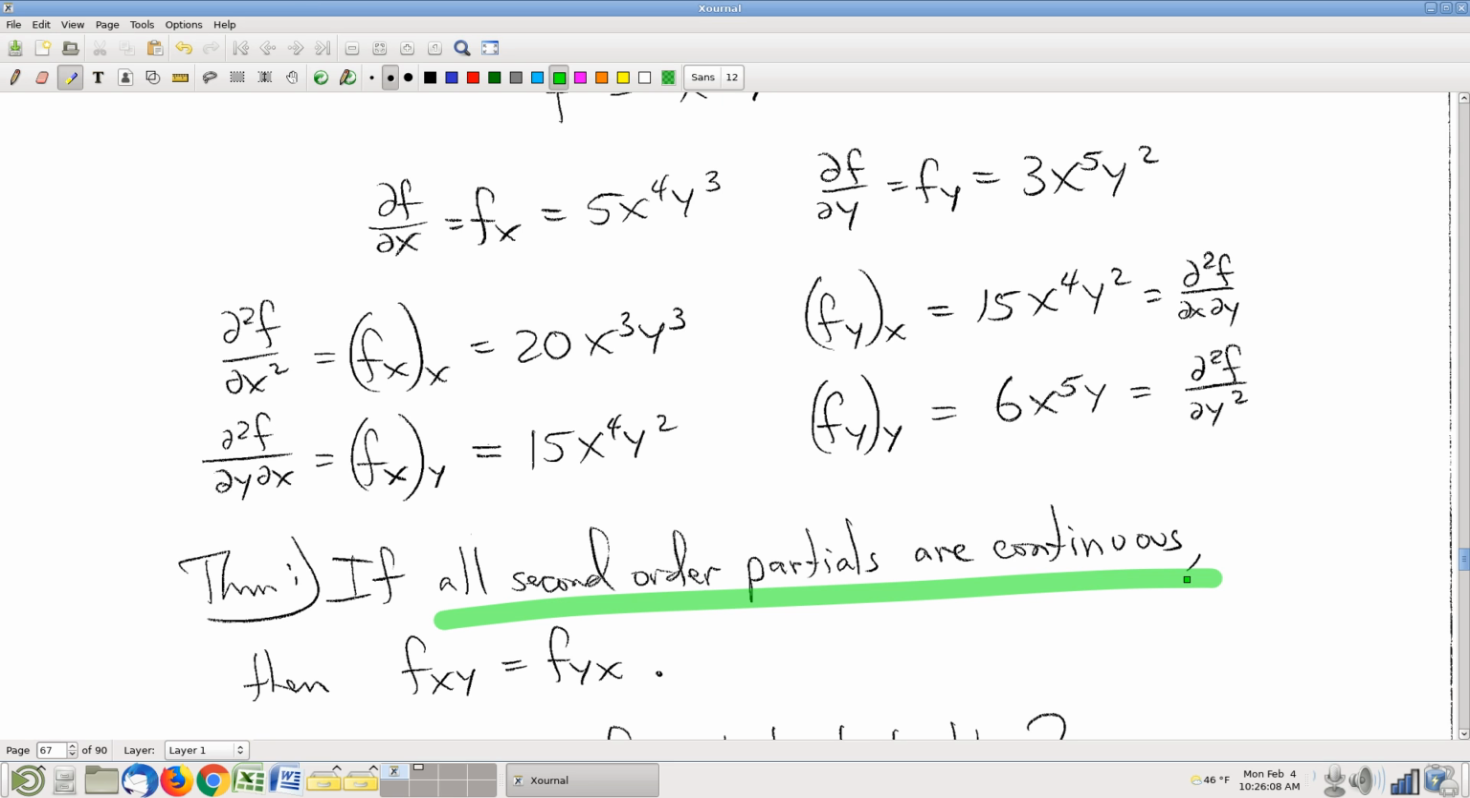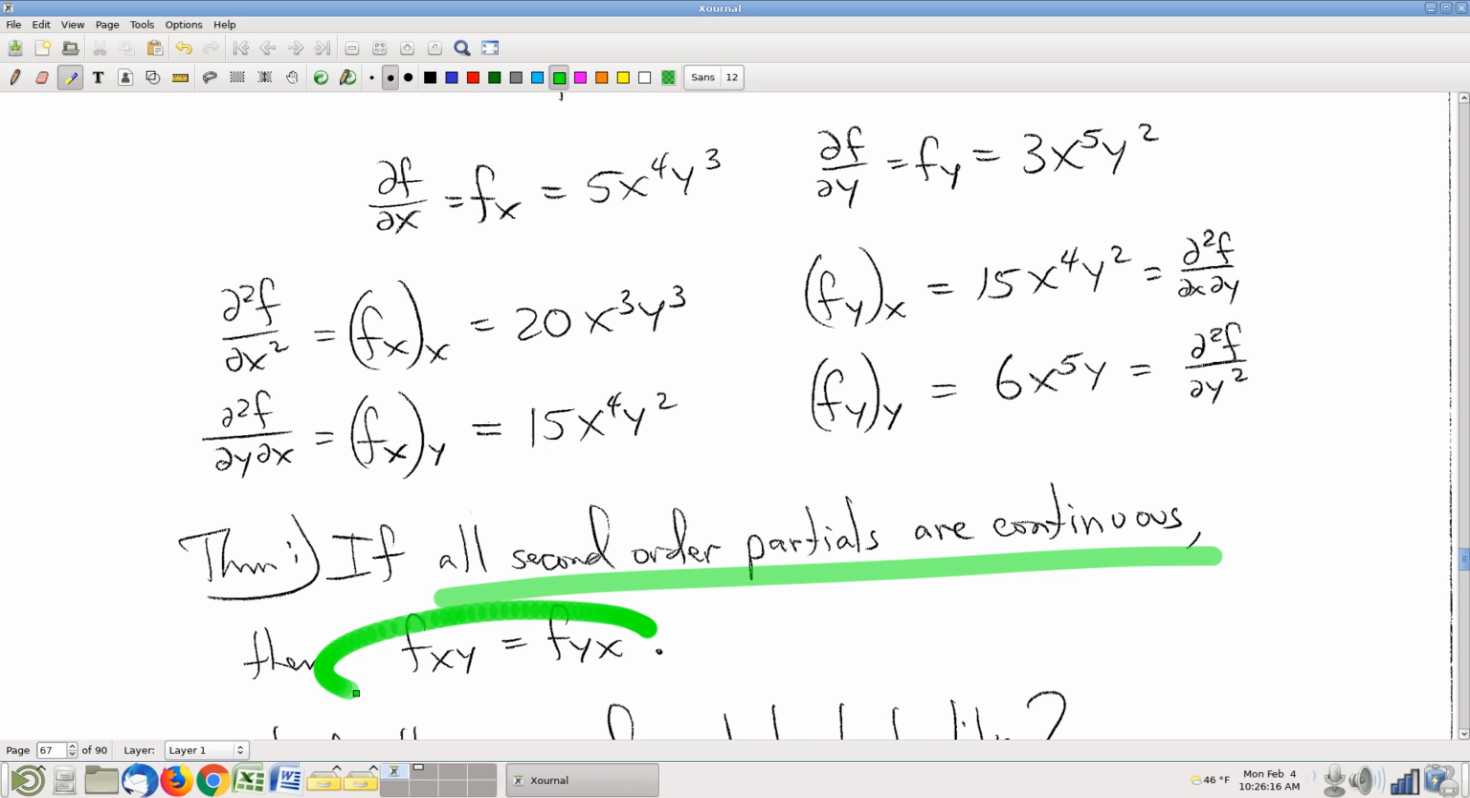With this one condition, if all of the second order partials of the function you're interested in are continuous, then you can show that this will always work. And good news: for vast collections of functions, the second order partials are continuous, because the second order partials are the same kinds of functions that the original function was in the first place.